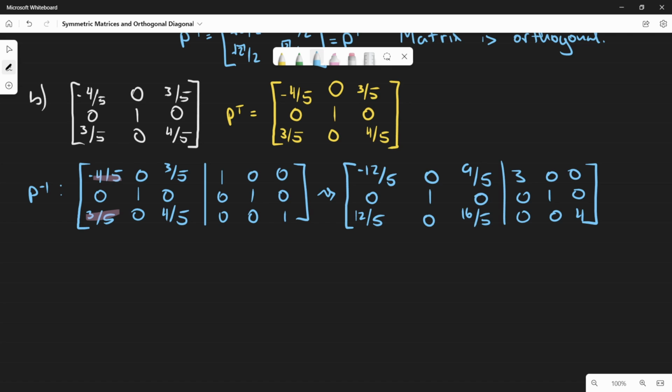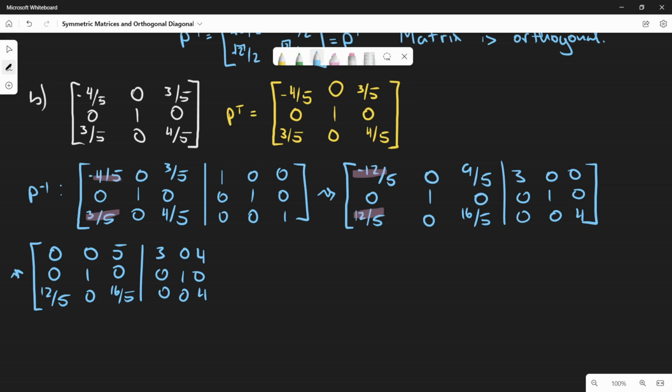Alright. So now what do we do? So now we can cancel out this and this. So we're just gonna add them together, or we're gonna add the first row with the third row. So this will cancel out, so it'll be 0, it'll be 0. Then we have 9 plus 16, which is 25, divided by 5, it should become 5. Second row remains unchanged. Third row remains unchanged. And because we added, this will just be 3, 0, 4, then 0, 1, 0, then 0, 0, 4.